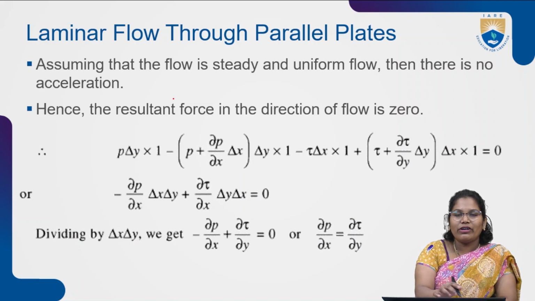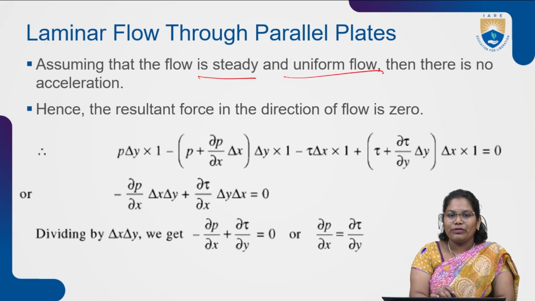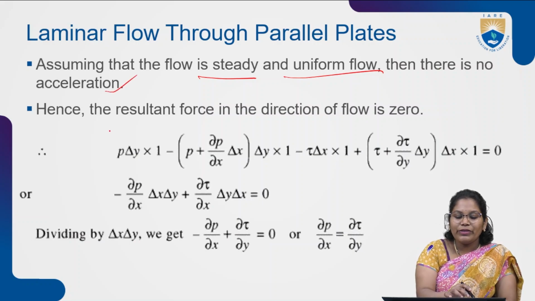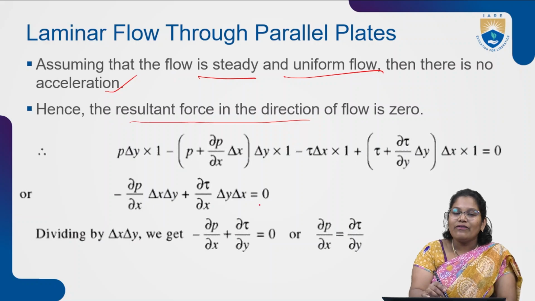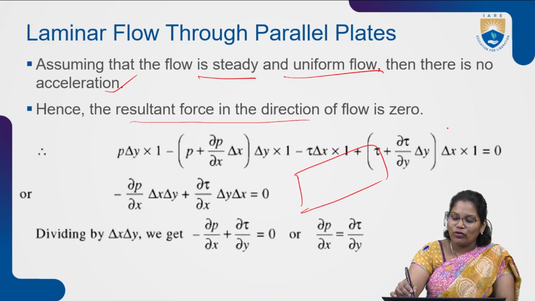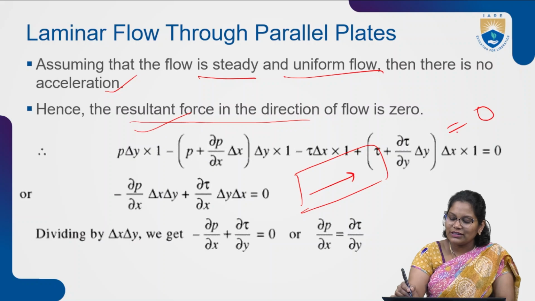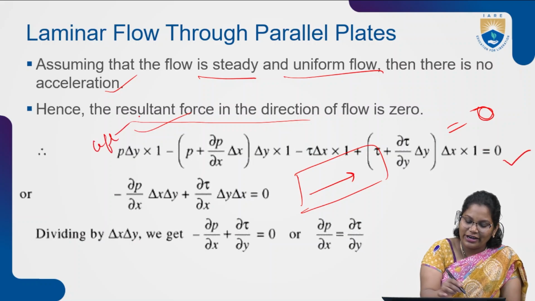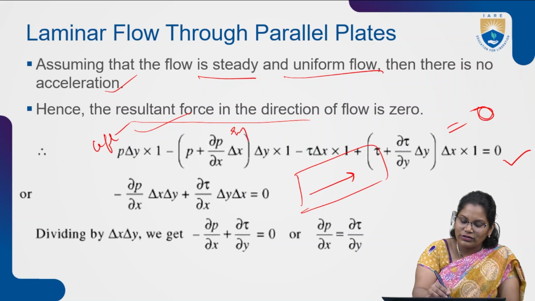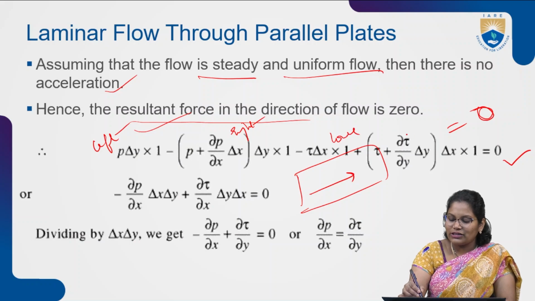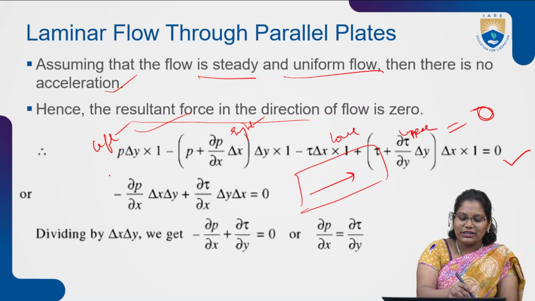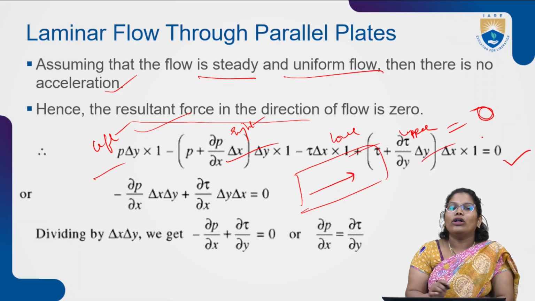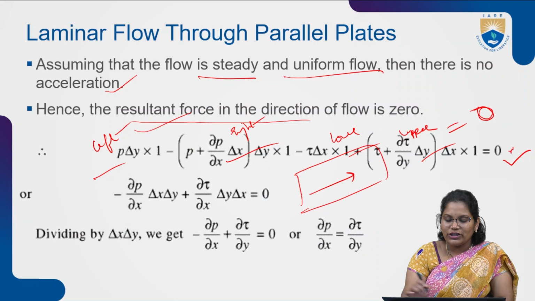Here we have already assumed that the flow is steady and uniform, and there is no acceleration. So the resultant force acting on the small element in the direction of flow is 0. For the small element, the resultant force in the direction of flow is equal to 0. So what are the forces acting on the small element? We are equating them to 0. This is the left side and this is the right side force, this is the lower one and this is the upper one. These are the four forces acting on the small element that we are equating to 0.